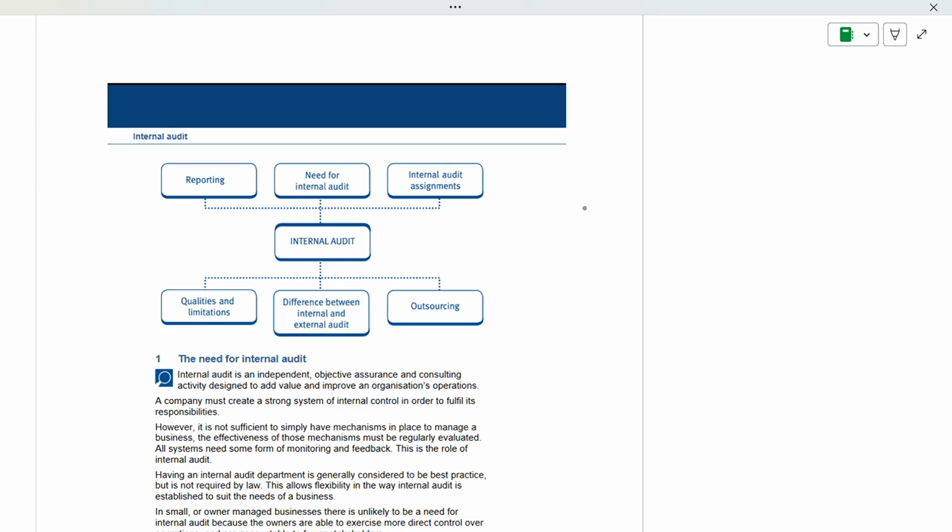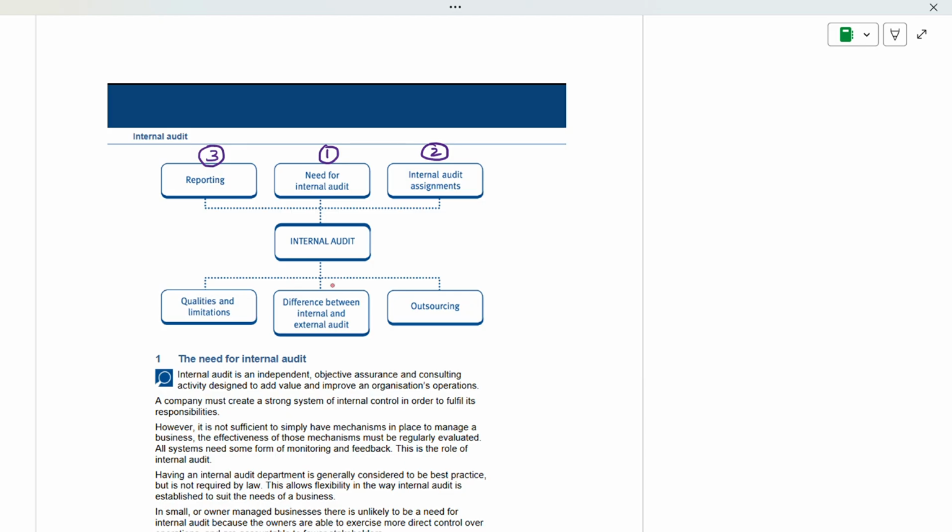Now, to whom will the internal audit report? That's very important, they will ask you this. To whom do they report? What is the purpose of having an internal audit? And most importantly, what are the internal audit assignments? What are the tasks the internal auditors will do? This is the need for internal audit. The internal audit assignments are there and the internal audit reporting is there.